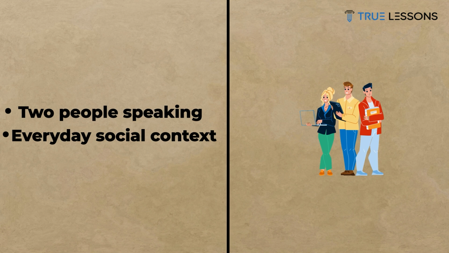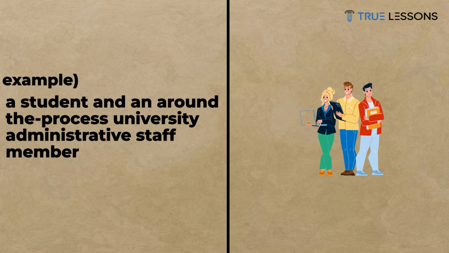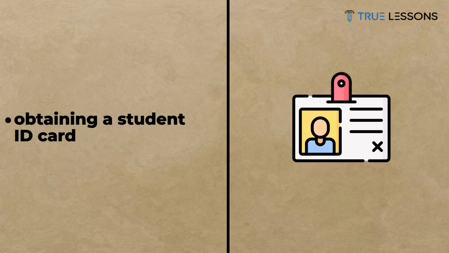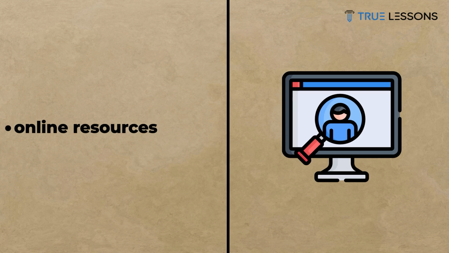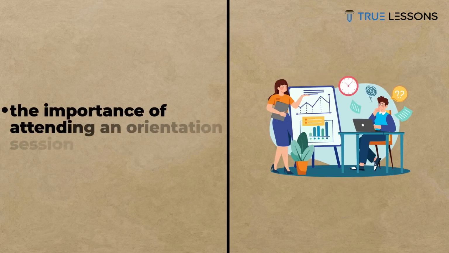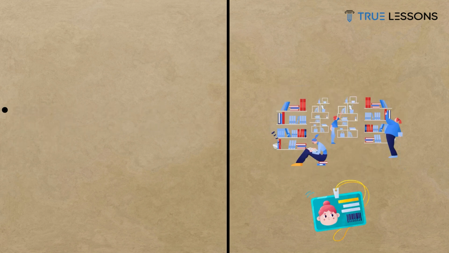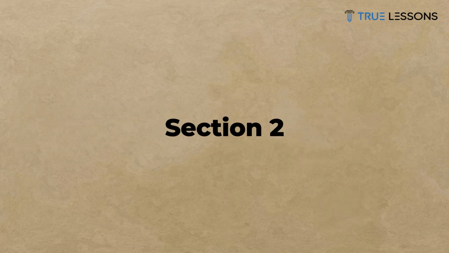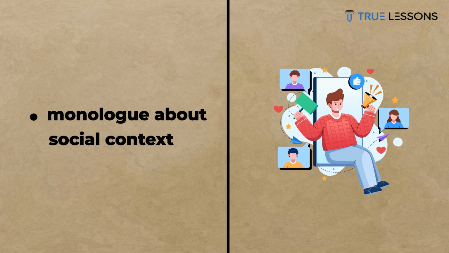You listen to a conversation between a student and a university administrative staff member. The conversation revolved around registration of the course, obtaining a student ID, and accessing the online resources. Key information included the importance of attending an orientation session and the steps to activate the student ID card for library access. The second section featured a monologue about a social context.